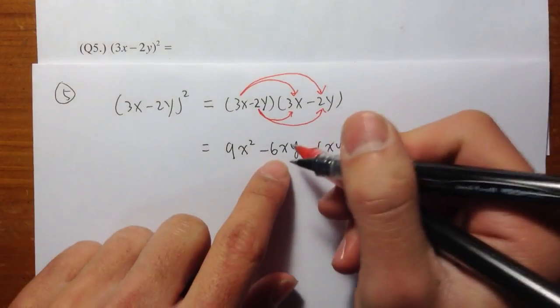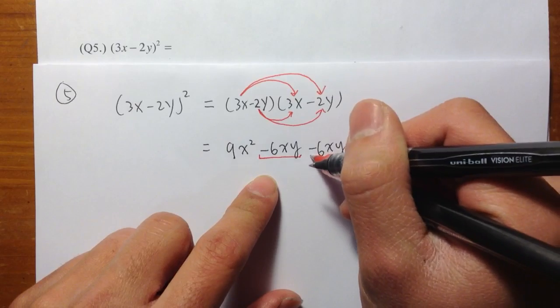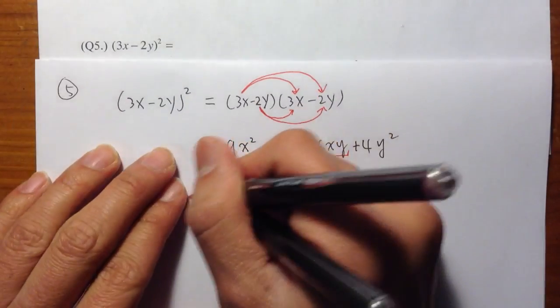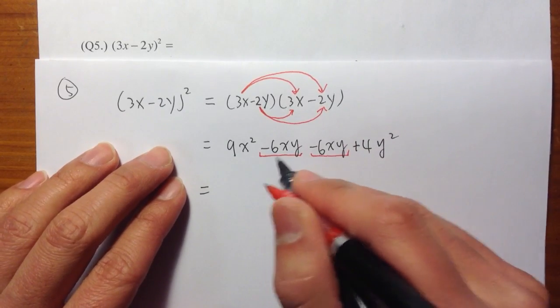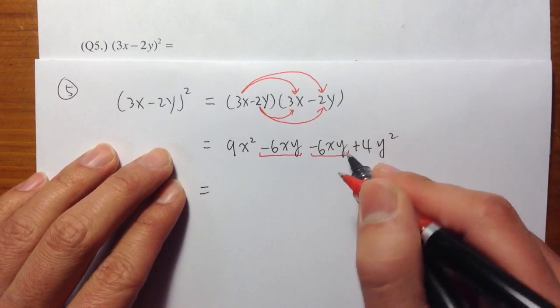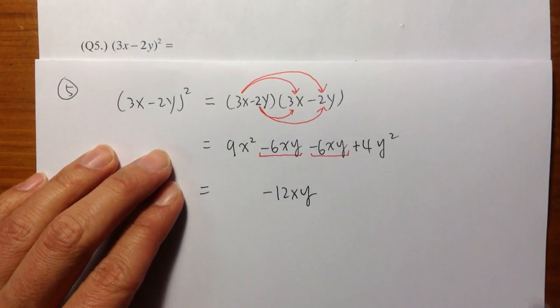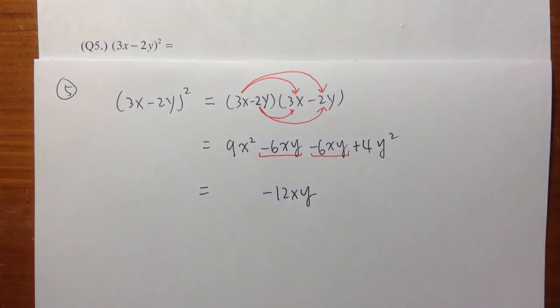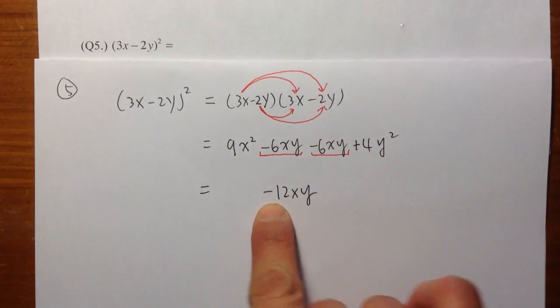And pay attention to the middle. I have a negative 6xy, and I have another negative 6xy. We can combine like terms. Negative 6xy minus 6xy is negative 12xy. Right? Because they are like terms. They have the same variables, x, y. Okay, same variables and the same powers. So we can just do negative 6 minus 6, which is negative 12.